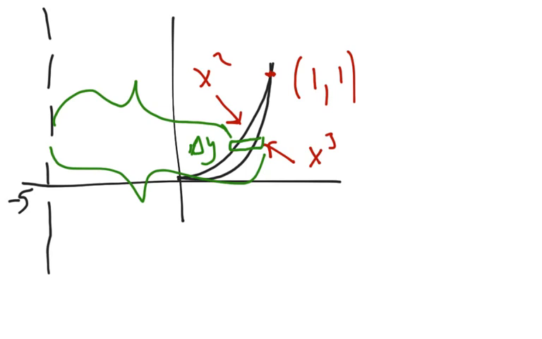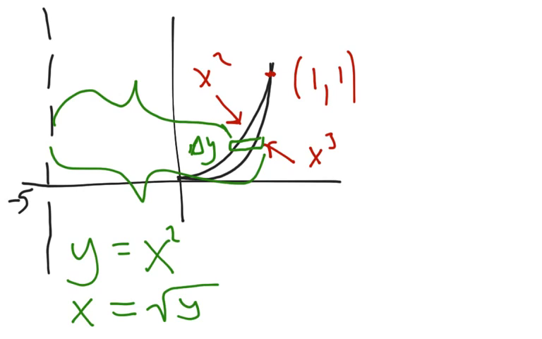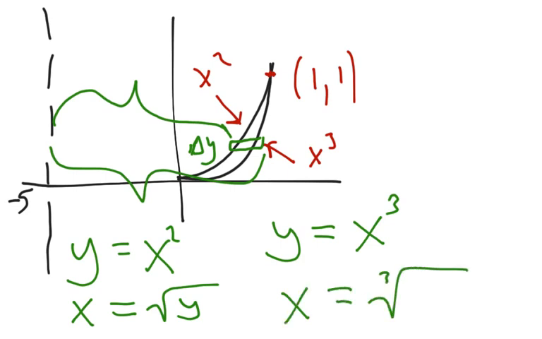Now remember, since we're integrating with respect to y, hence the delta y, we need to rewrite our equations by solving for x in terms of y. So as we've done before a couple times, with y equals x squared and being in the first quadrant, we're going to have x is equal to the square root of y. And similarly, for y equals x cubed, we're going to have x is equal to the cube root of y.